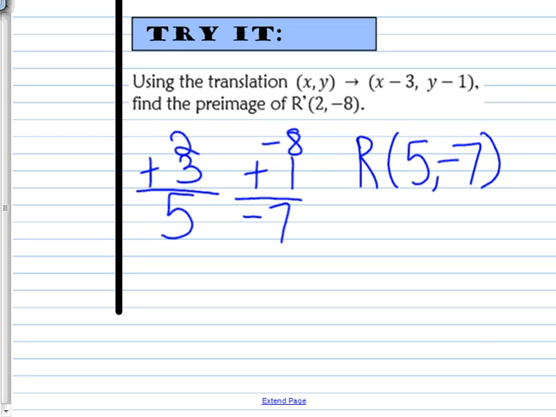Okay, the pre-image of R' is R(5, -7). I took the 2, the x coordinate of R', added 3 because I worked backwards. The opposite of subtraction is addition. That resulted in 5, and I took the negative 8 y-coordinate of R', added 1 instead of subtracting 1, and I got negative 7. So the coordinates of R are (5, -7).